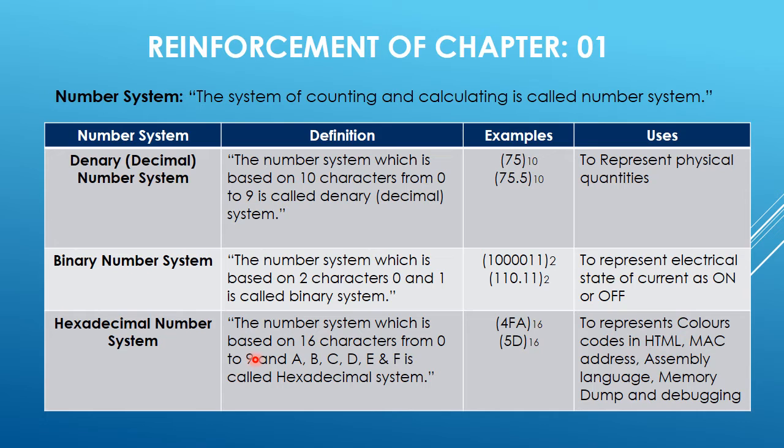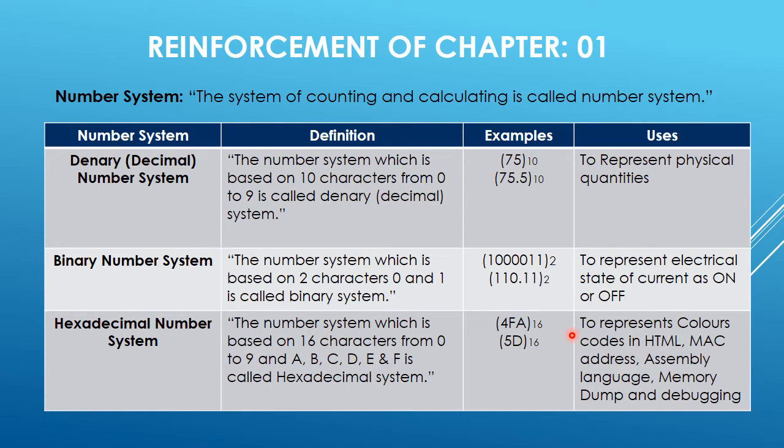The number system, which is based on 16 characters from 0 to 9 and from A to F, is called the hexadecimal number system. For example, 4FA with base 16 is a hexadecimal number. Similarly, 5T, and if I say 43 with base 16, that is also a hexadecimal number system.